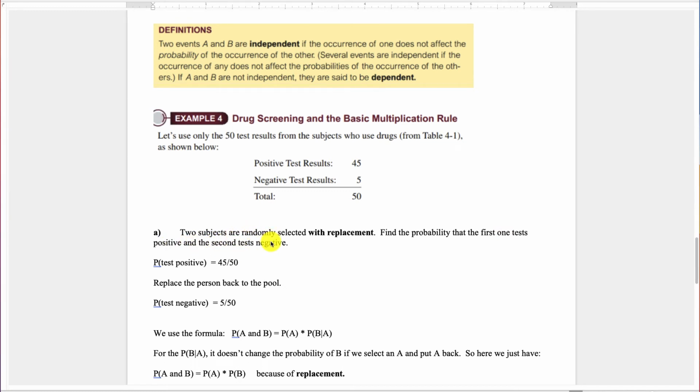All right, so we just go in order. The probability that the first one tests positive, write that out, is what? Test positive: 45 over the total. 45 over 50.